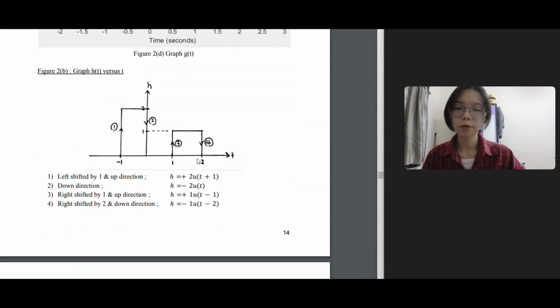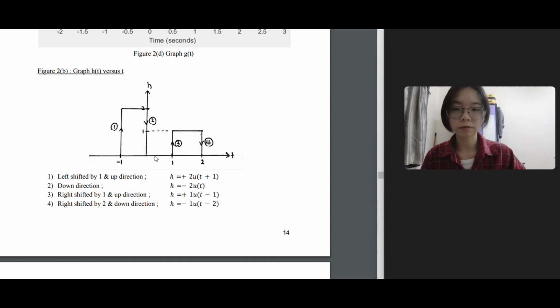Then next, we have to compute h in unit step functions. The same thing, we have to divide the graph into 4 parts: part 1, part 2, part 3, part 4. But here, they are all just unit step functions. So we need to find the amplitude of part 1, part 2, part 3, part 4. For part 1 and part 2, the amplitudes are 2. For part 3 and part 4, the amplitudes are 1. We multiply them with the amplitude.